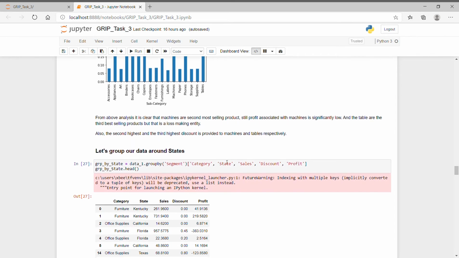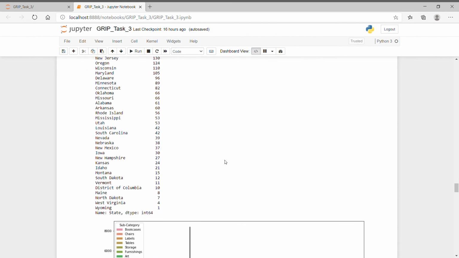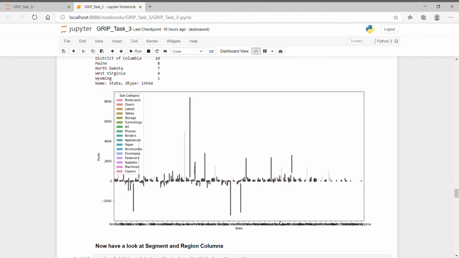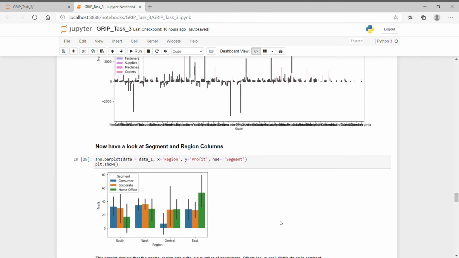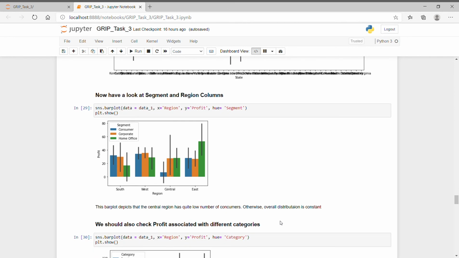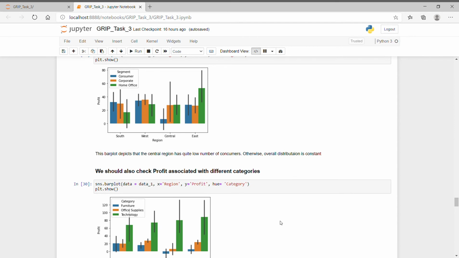Let's group our data around states. We have printed our data as per states. It is quite messy. Let's see the segment and region columns. We have plotted the region along with profit, and applied hue on segments. This bar plot depicts that the central region has quite a low number of consumers. Otherwise, the overall distribution is constant.